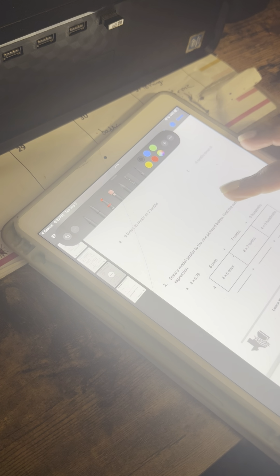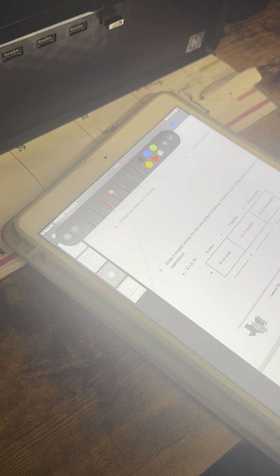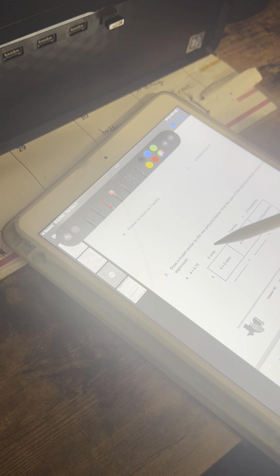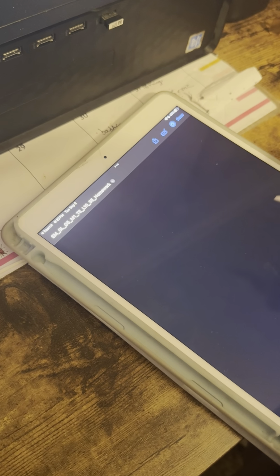All right, for number 2, you need to do the following. You need to fill in your area model. This is your area model. Refer to your notes in your journal that we took today. 4 times 6 is what? Uh-oh. 4 times 6 is 24.